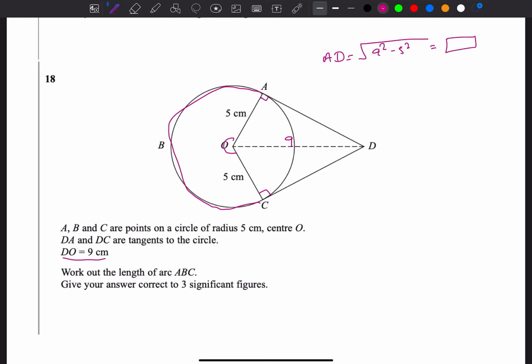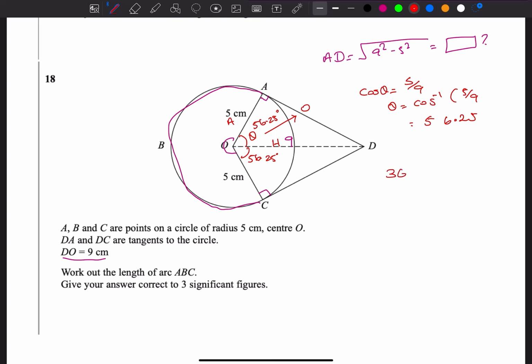Okay, what I could do is work out this angle theta. I could label this hypotenuse, that's opposite, and this will be my adjacent. A and H is cos. So cos theta equals A over H, 5 over 9. Theta is cos inverse of 5 over 9, which is 56.25 to 2 decimal places. So if that's 56.25 degrees, this is also 56.25 degrees.